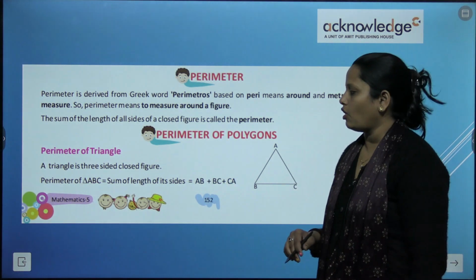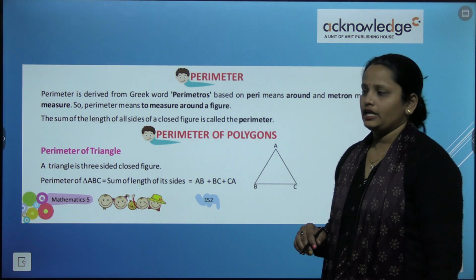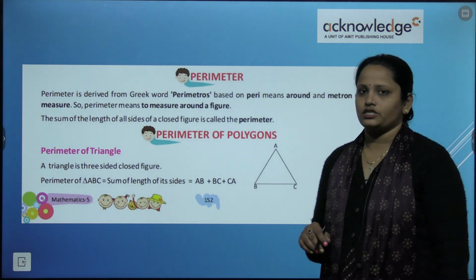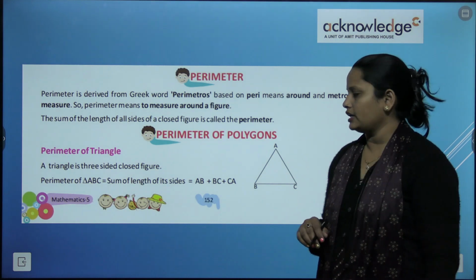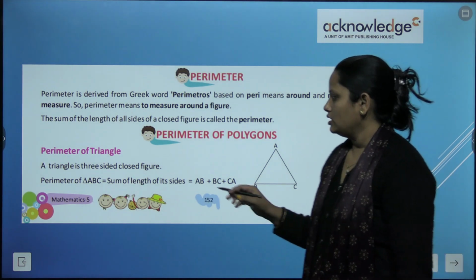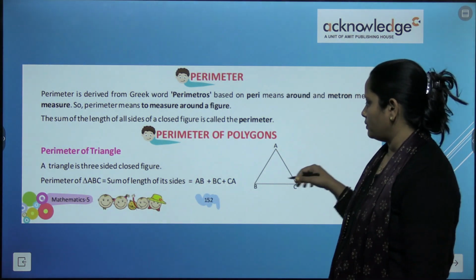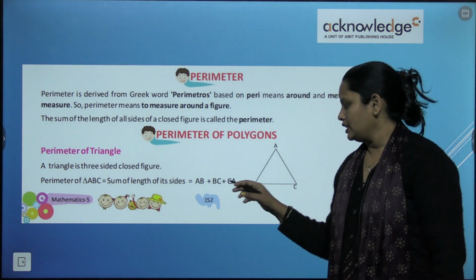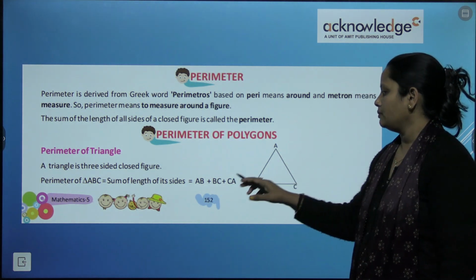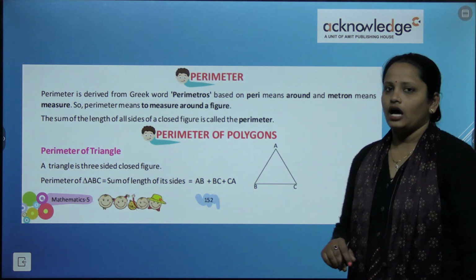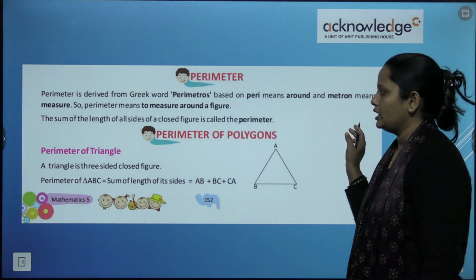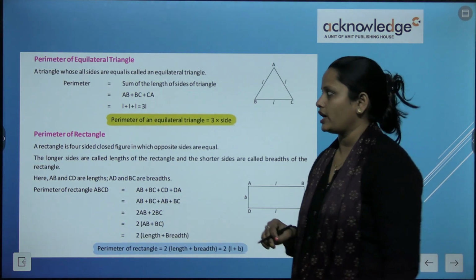A perimeter of triangle ABC is sum of length of its sides. तो ये जो triangle है इसका जो length है उन सारे sides को अगर हम plus करें, for example AB plus BC plus CA, हम इन सबको प्लस करेंगे, we will get the perimeter of the triangle.